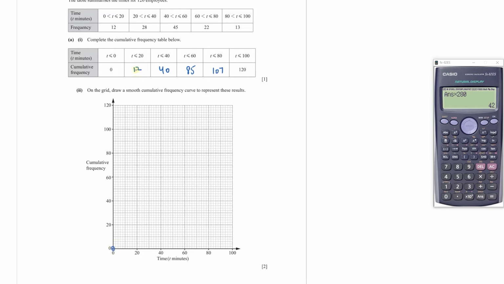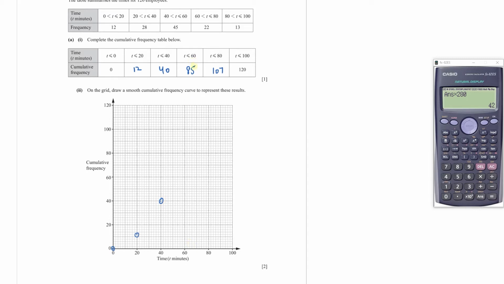Then 12 at 20. So 20 is on the x-axis, and this is 10, 12. Each small block represents a value of 2 on both the axes. So this is 10, and this will be 12. The next value is 40 and 40, which will be this one here. So this is 40 and 40.